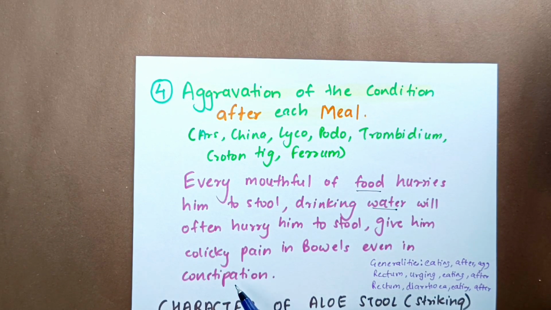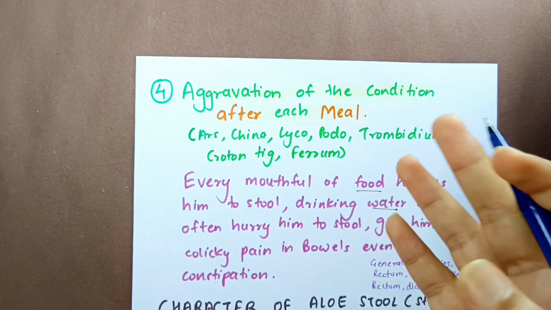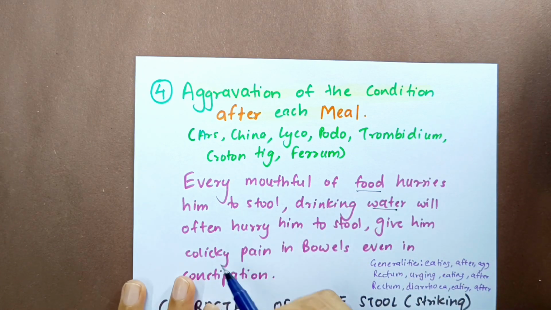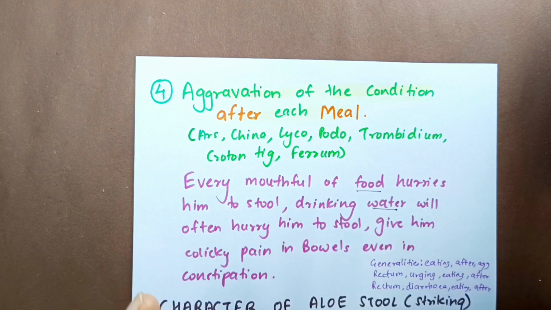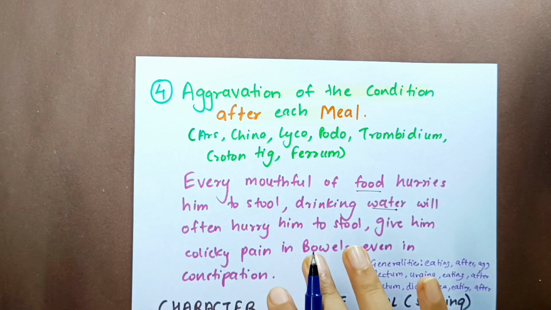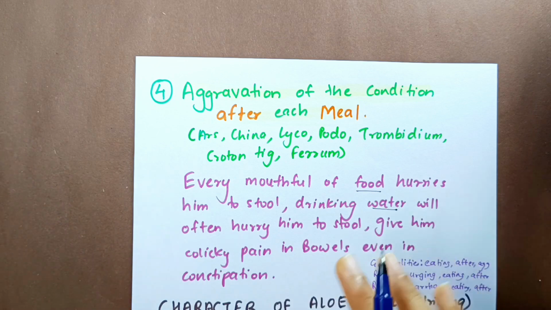Normally what we see is that when you have diarrhea, you have a lot of rumbling, gurgling, and pain in the abdomen related to the diarrhea. But now they're saying that even in constipation, these patients have this kind of colicky pain in the bowels, which is especially seen after eating. So a constipation patient may tell you that they have pain in the stomach or abdomen just after eating. That can also be a symptom relating to this remedy.